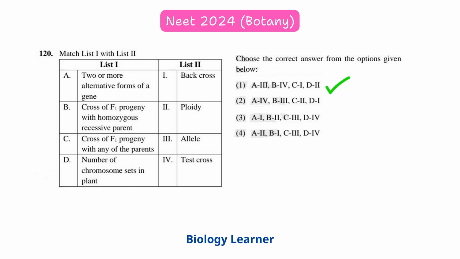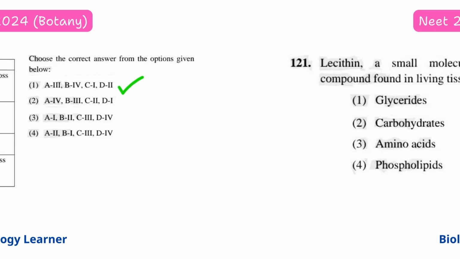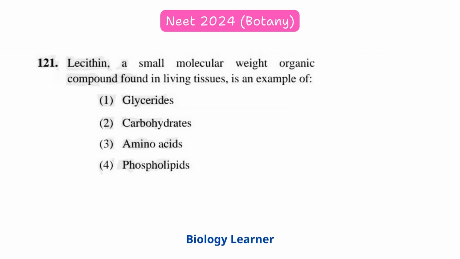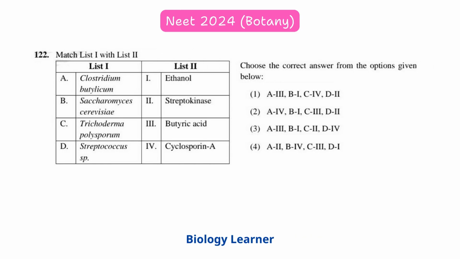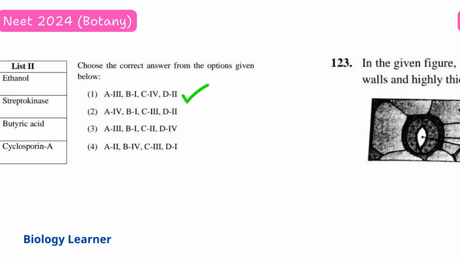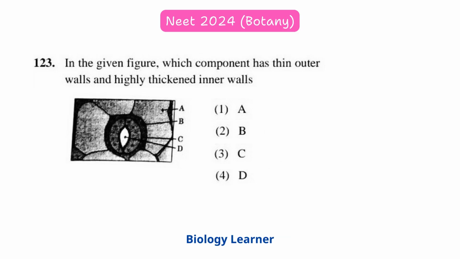A-3, B-4, C-1, D-2. Lecithin, a small molecular weight organic compound found in living tissues, is an example of phospholipids. Match list 1 with list 2. The correct answer is option 1. A-3, B-1, C-4, D-2. In the given figure, which component has thin outer walls and highly thickened inner walls?